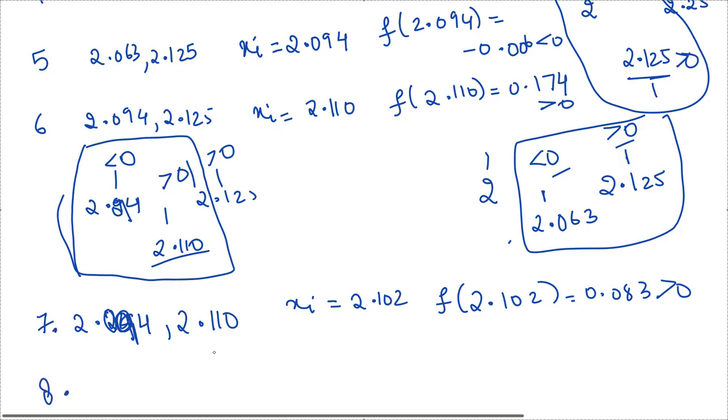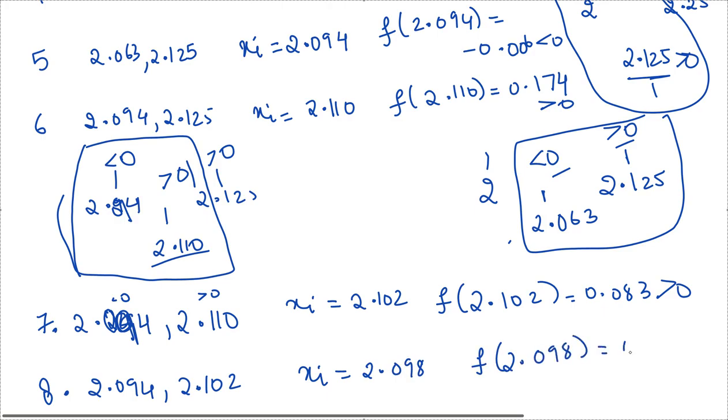So we had this one less than 0, this one greater than 0, right? And we have got something greater than 0. So if you got something greater than 0, you'll include the lesser one, correct? So the next interval is 2.094 comma 2.102. Okay, now xi value is 2.094 plus 2.102 divided by 2, which is 2.098.